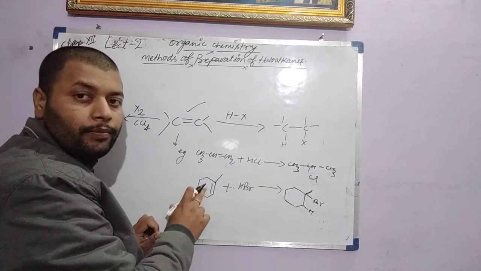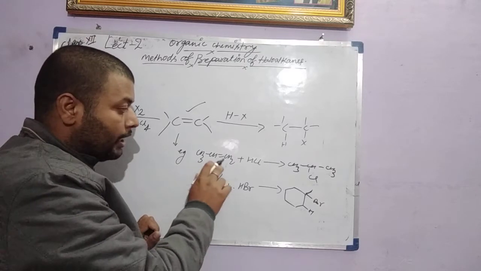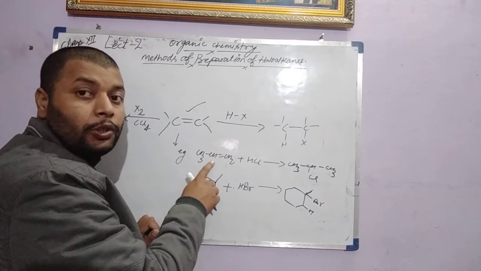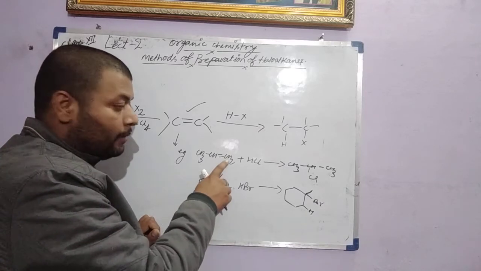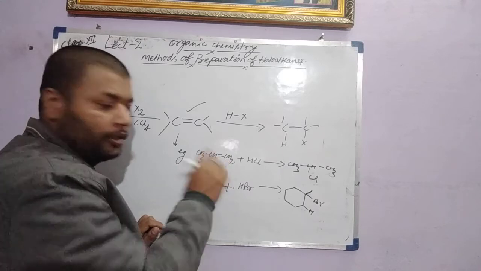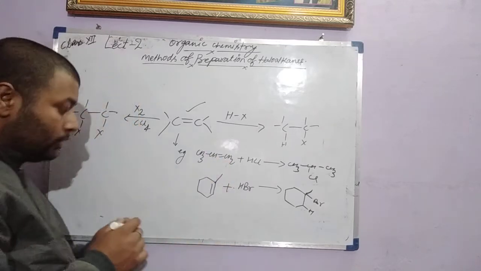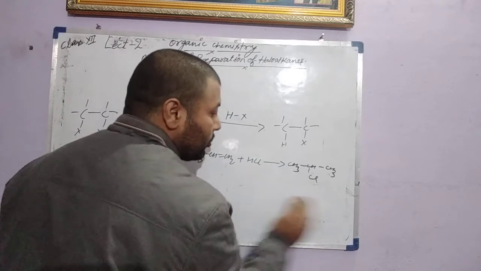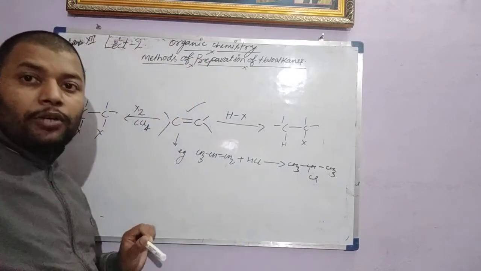In an unsymmetrical alkene, the carbon of the carbon-carbon double bond having less number of hydrogens will receive chlorine or bromine, and the one having more number of hydrogens will receive hydrogen. This is called the Markovnikov rule. But there is also one important reaction in the same addition reaction, that is called the anti-Markovnikov rule.